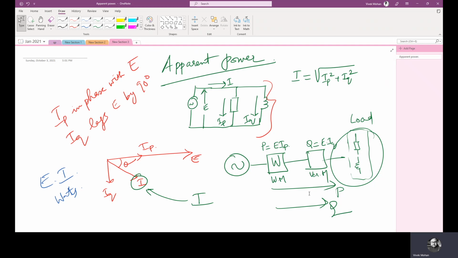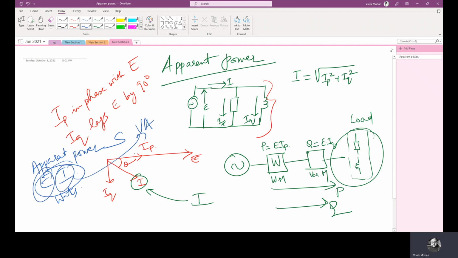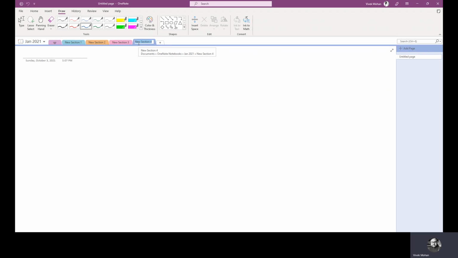So the power is composed of an active component in watts and a reactive component in vars. For this reason, the product EI is called apparent power. So this is the very basic principle of apparent power. And the apparent power is normally expressed as S. It is neither in watts nor in vars, but in volt amperes, voltage into current. So volt amperes.